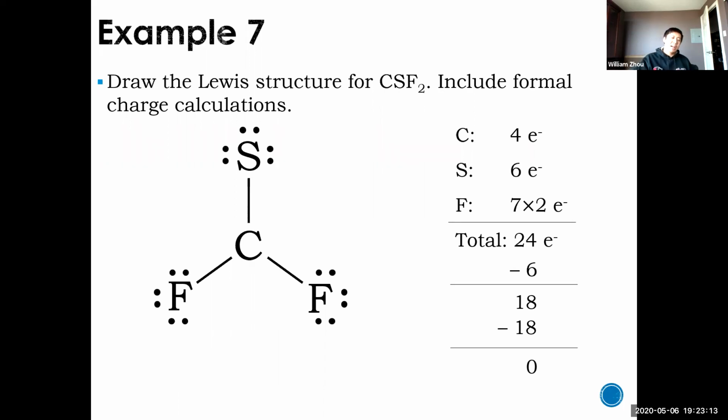Carbon is not satisfied. Carbon has 6 valence electrons, so you got to make a double bond somehow. Which one do you pick? Okay, which one did you guys pick? Was it the sulfur or one of the fluorines? Sulfur. The sulfur, okay. Why did you pick sulfur?